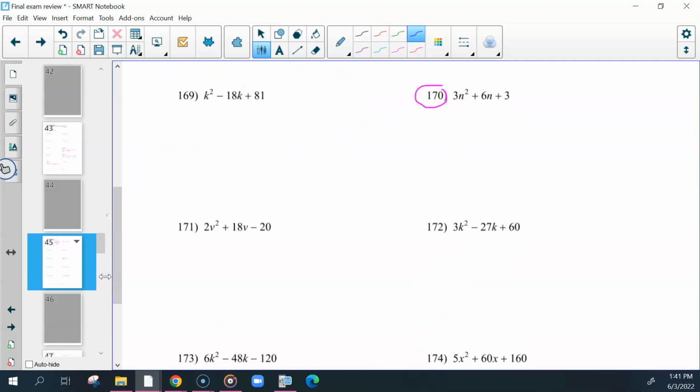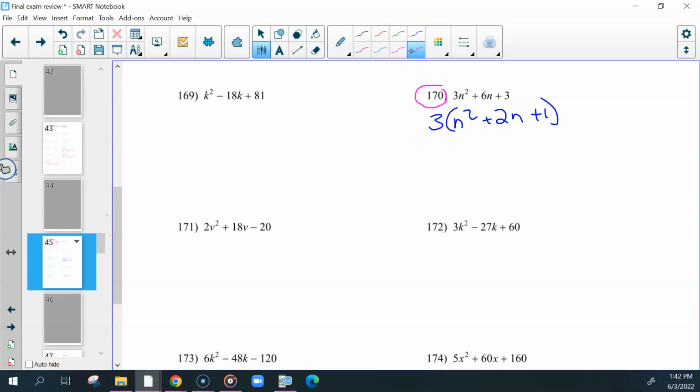On 170 on the same page, this has a number before the square term, but look and see if you can take out a GCF because that might change things. For this one, we can factor 3 out of each of these. So this would be 3 times n squared plus 2n plus 1.